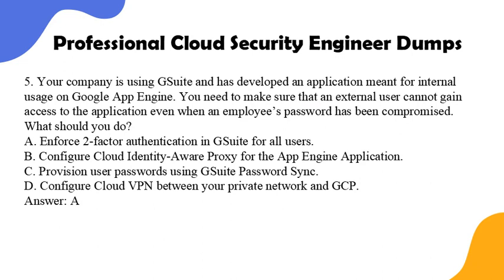5. Your company is using G Suite and has developed an application meant for internal usage on Google App Engine. You need to make sure that an external user cannot gain access to the application even when an employee's password has been compromised. What should you do? A. Enforce two-factor authentication in G Suite for all users. B. Configure Cloud Identity-Aware Proxy for the App Engine application.